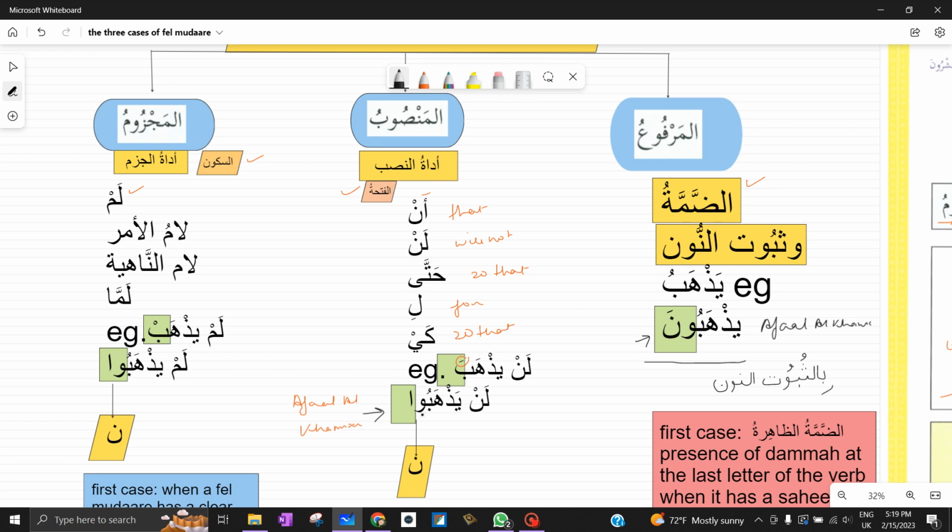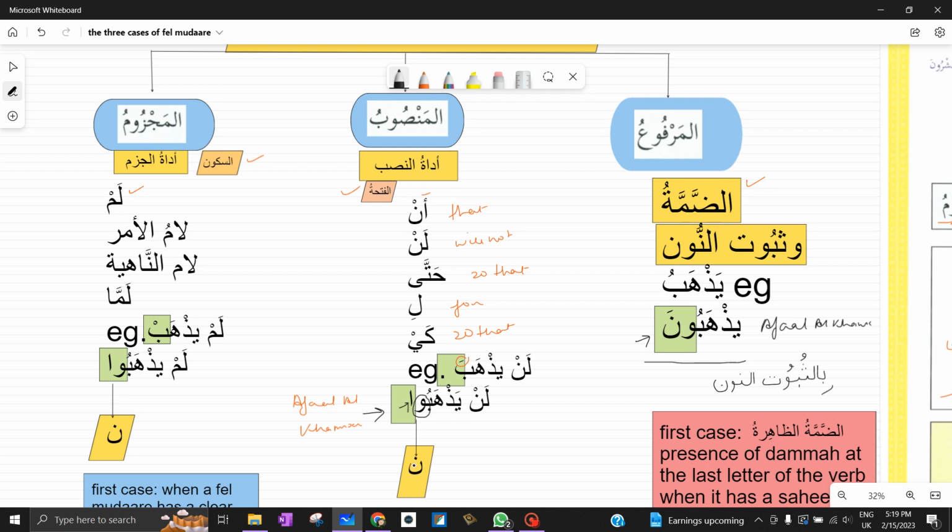This is damir. Now one may ask, what is this alif doing here? This alif comes as soon as the noon is dropped. This alif is known as alif of protection. It comes here to tell you that this particular waw is the damir, waw al jama. That's why this alif comes. It is called alif of protection.